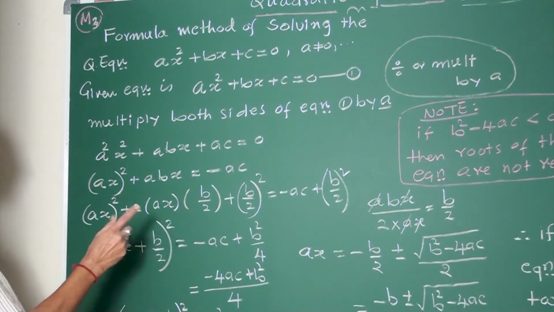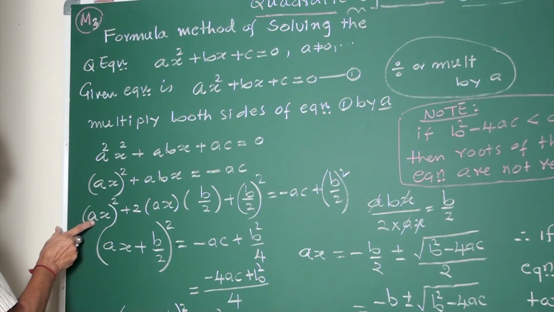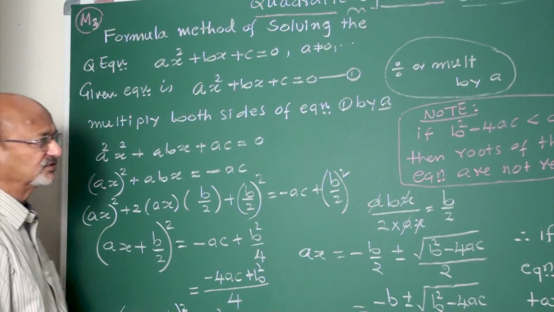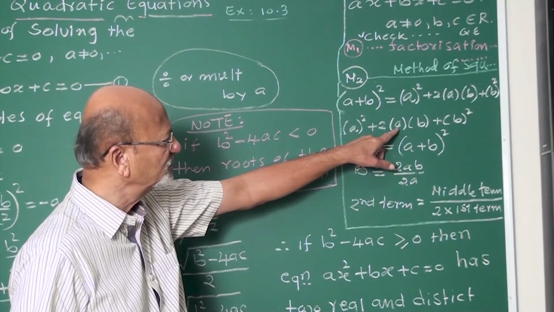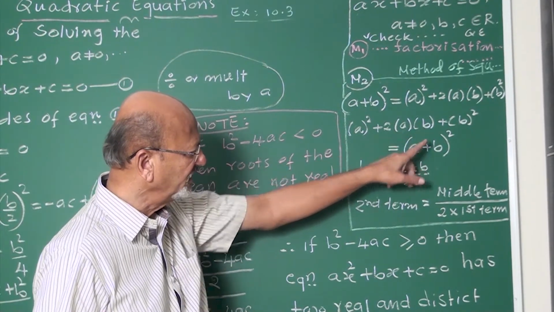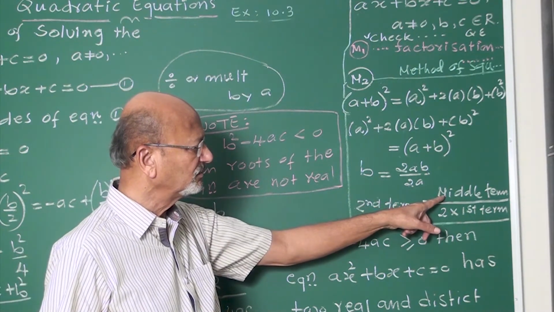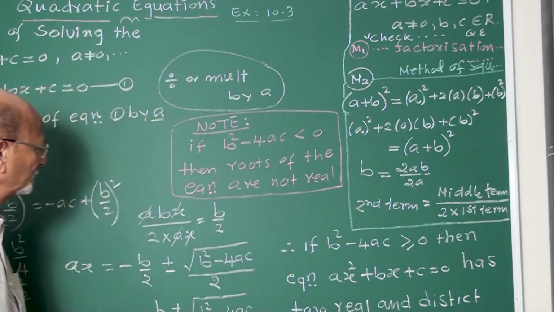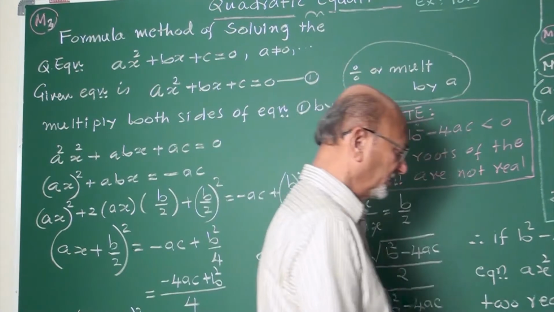Yes, my friend, we want to make a perfect square now on the LHS. Square of the first term, 2 times the first term into second term. In finding this second term b, what you have to do? The given middle term divided by 2 times the first term. See, my friend, where it is?